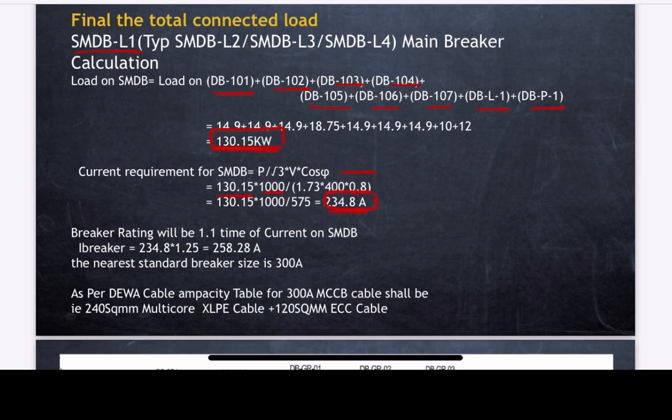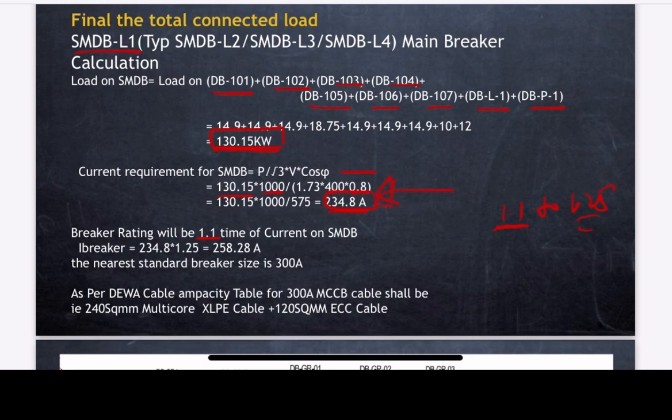So we know the current requirement for that SMDB L1. We have to select the incomer rating for that SMDB. So I consider the safety factor as 1.1. You can consider from 1 to 1.25, any point in between. Based on, as you are the designer, you will decide this one. Okay, so I choose a value of 1.1 as a safety factor.